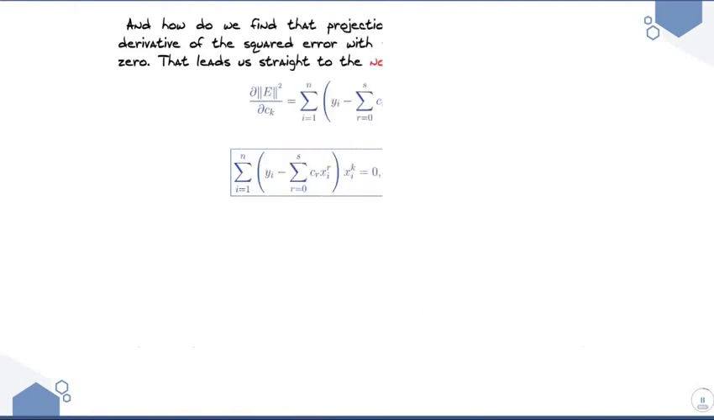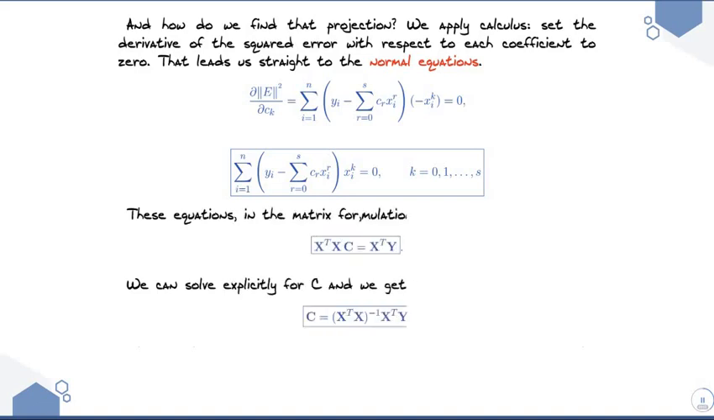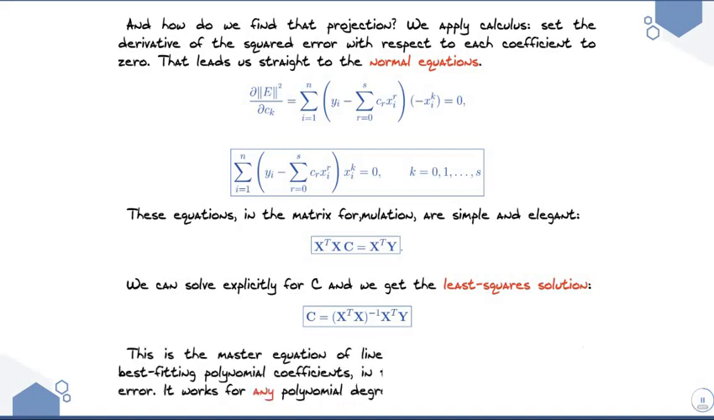And how do we find that projection? We apply calculus, set the derivative of the squared error with respect to each coefficient to 0. That leads us straight to the normal equations. These equations in the matrix formulation are simple and elegant. We can solve explicitly for C and we get the least squares solution. This is the master equation of linear regression. It gives us the best fitting polynomial coefficients, in the sense of minimizing squared error. It works for any polynomial degree.